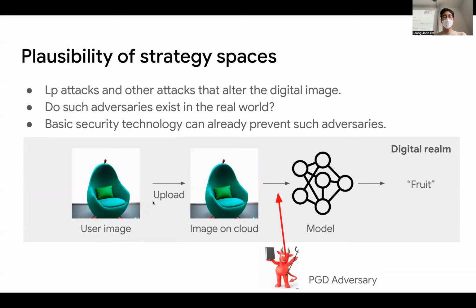So yeah, the other case is when the user has an image on their local computer and then tries to upload it to the cloud. And then this image on the cloud is recognized by the model. Still, it's hard for any kind of adversary to come into this pipeline and make changes. So what I'm saying is, by focusing on Lp kinds of attacks, we are probably looking at a problem that is not existent at all.